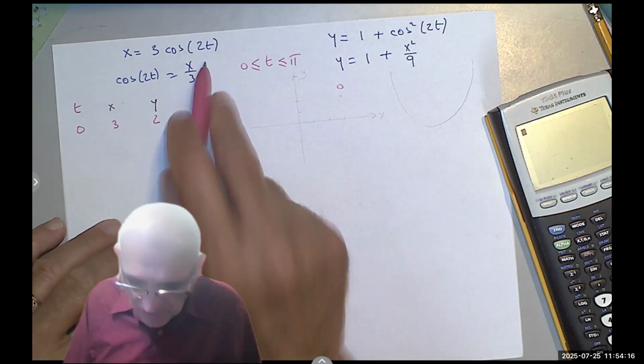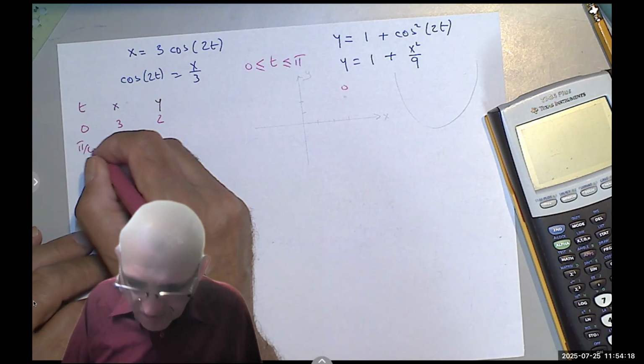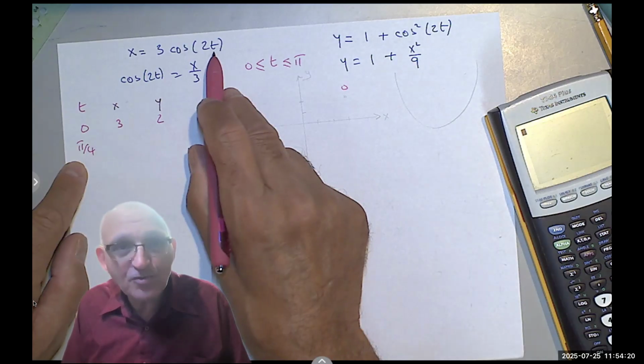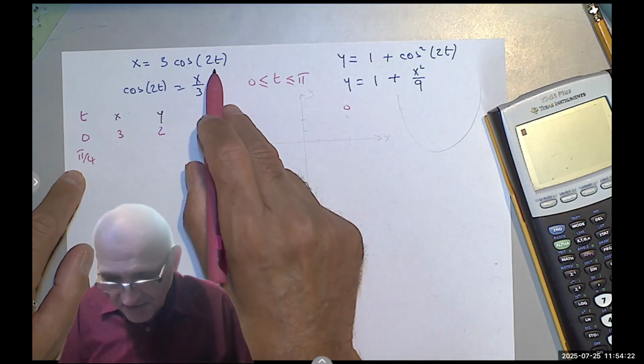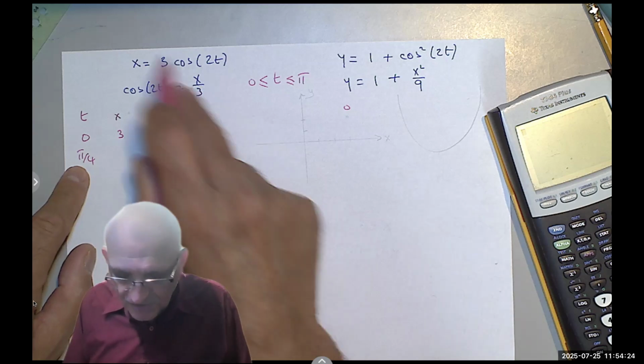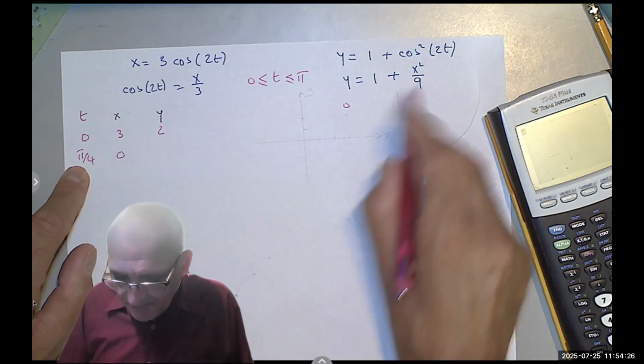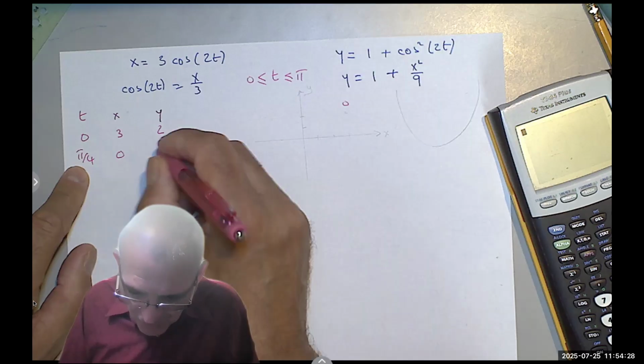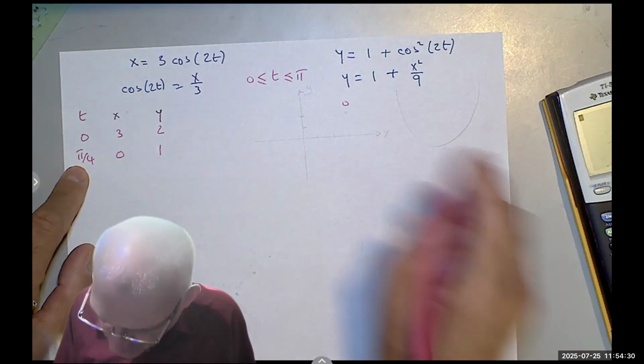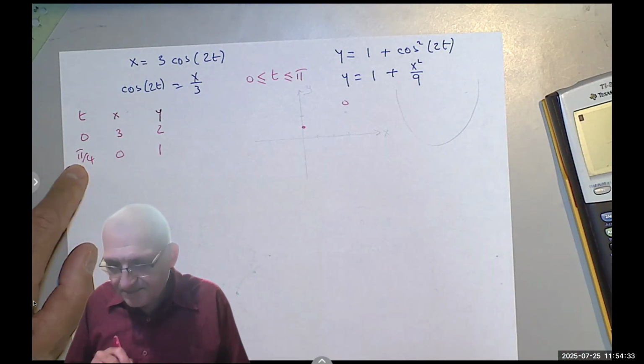Notice it's 2t, so I'm going to say pi over 4, because when I multiply it by 2, it would be cosine pi over 2, which is 0 times 3 is 0, but this is 0 squared plus 1 is 1. So I end up with 0 and 1. So I am here.